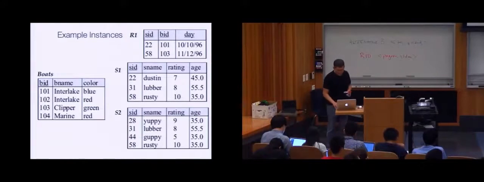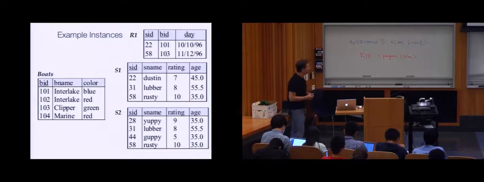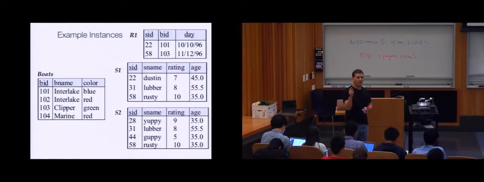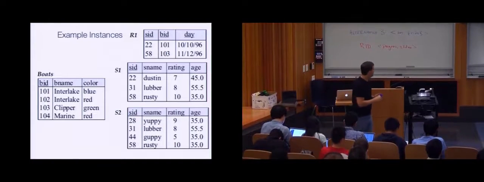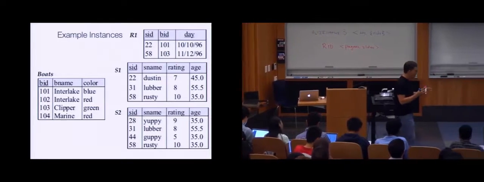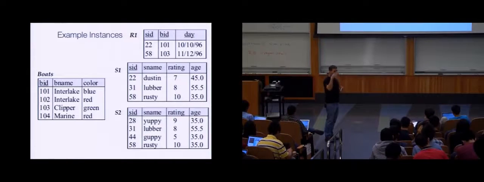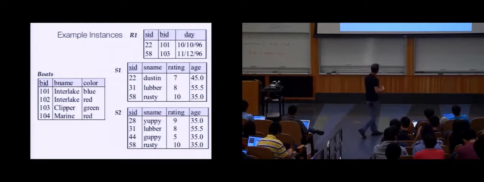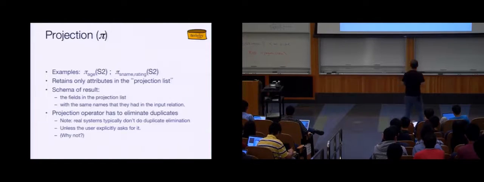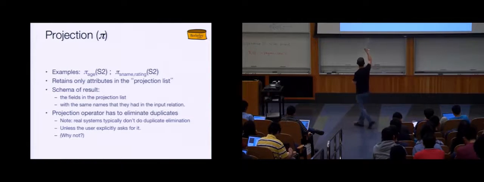First operator, projection, pi. The way you write it is pi subscript, list of column names you want to keep. So in this case, pi sub age of a relation S2 says, please produce a table in the output that has the column age from the input. But you could have more than one column. You could say pi sub sname comma rating. It just basically retains only the attributes of the input that are in that list.